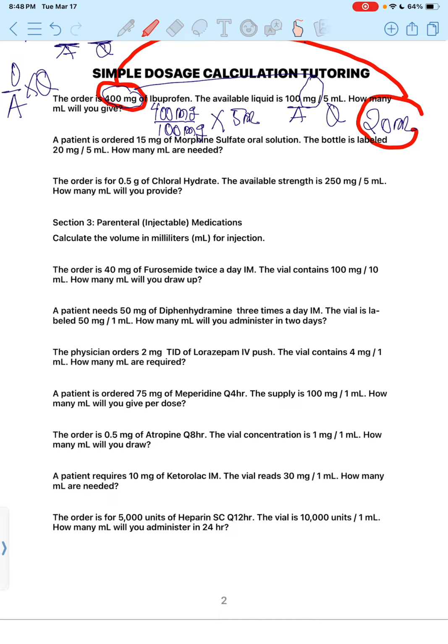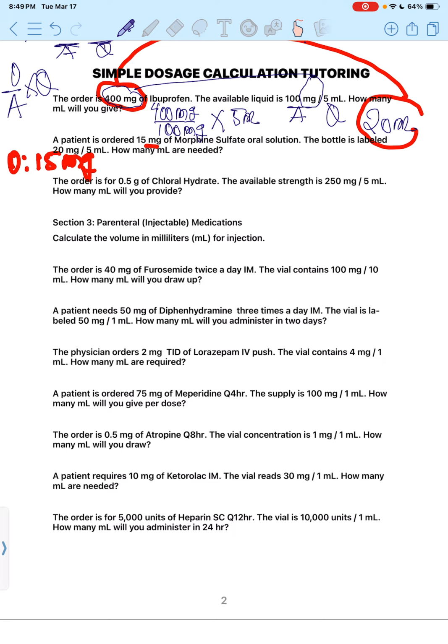So let's look at here. The doctor prescribed 15 milligram of morphine. See that? There we go. So that one is your order. So your order right there is 15 milligram. Don't get yourself confused. Now, the bottle is labeled 20 milligrams / 5 ml. So 20 milligram is your available, 5 ml is your quantity.